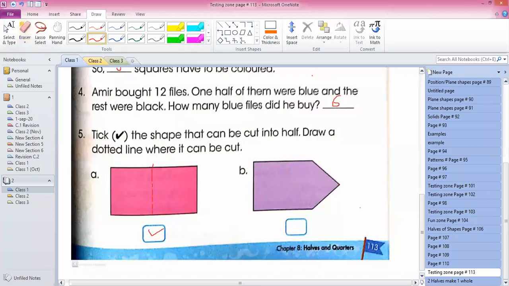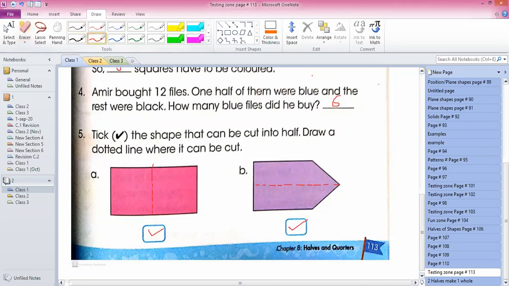Now I will check horizontally. So you can see, guys, that you can cut it horizontally. Both parts, this is also same and this is also same. So the answer is yes. We can cut it into two halves horizontally. Vertically, it is not possible, but horizontally you can do it. So the answer is yes. Both shapes can be cut into two halves.